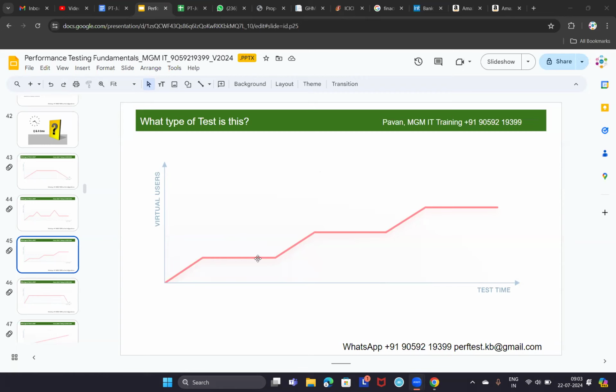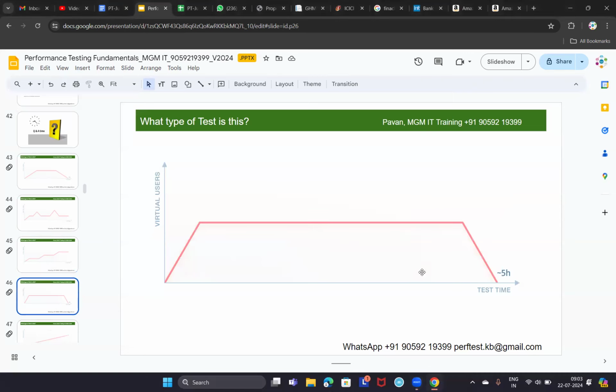Ramya is a fresher, right? 2024 passed out, right, Ramya? Or 2023? No, sir. 2021 passed out. 2021 passed out. Okay. But you don't have any testing experience, right? Yes. Okay.